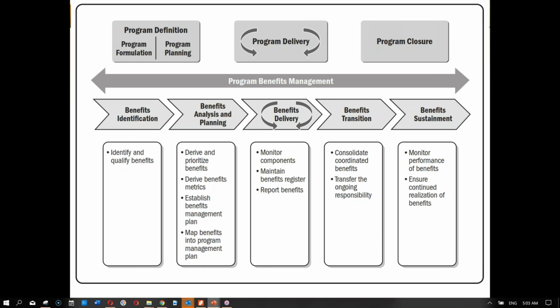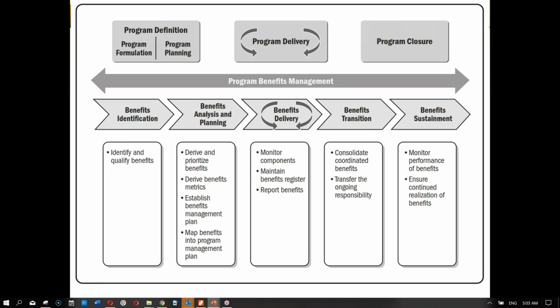We were discussing benefit management just last time, and in the last session, because it was short, hardly an hour or so, we could not cover much. But where we left off was we were defining the steps or the life cycle of benefit management.